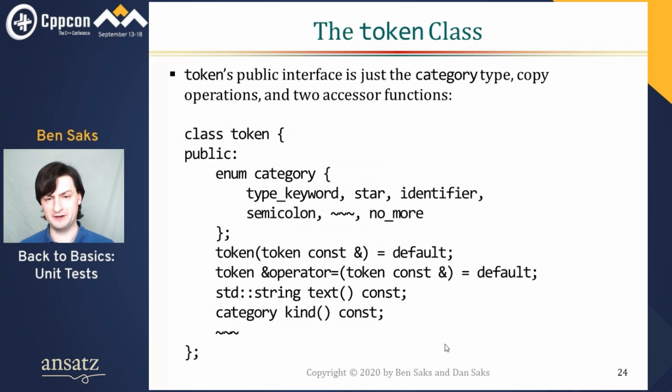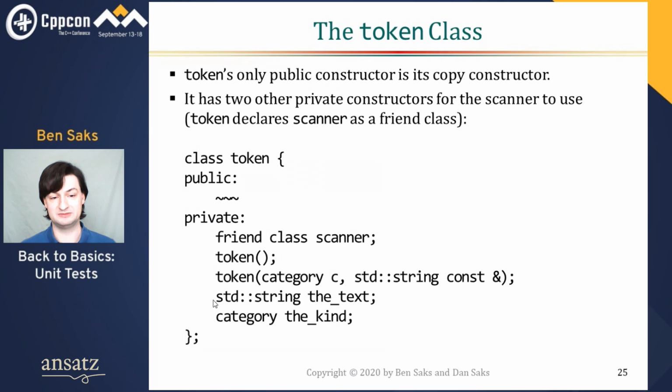So the token class has a fairly simple public interface. It consists of just the category enumeration type, some default copy operations, and then accessor functions for the text and category pieces. Its only public constructor is the copy constructor. So in general, tokens originate with the scanner. The scanner is the piece that creates tokens in the first place. Once you've received one, you can copy it around, but you can't really create them yourself outside of the scanner. So there are these two other constructors for the scanner to use to actually create tokens, and it has access to them because scanner is declared as a friend class of the token. The scanner and the token are really designed to work together closely like this.